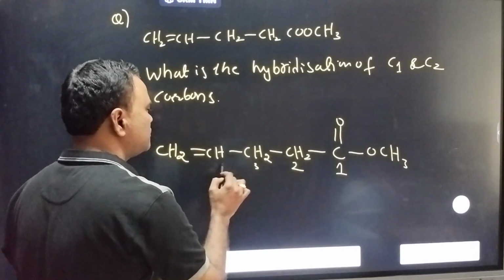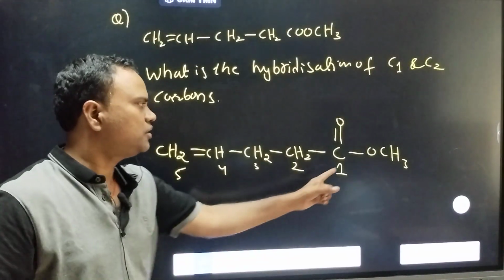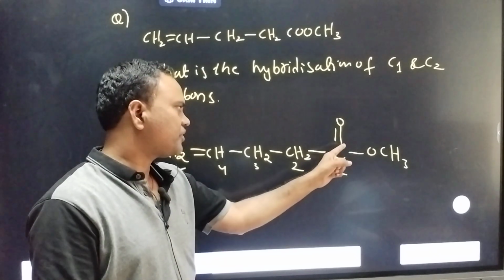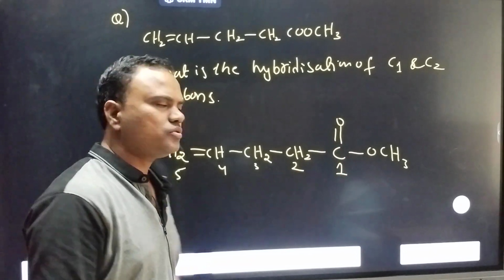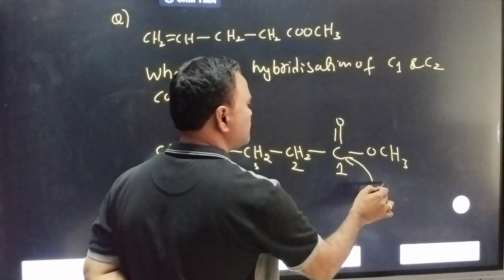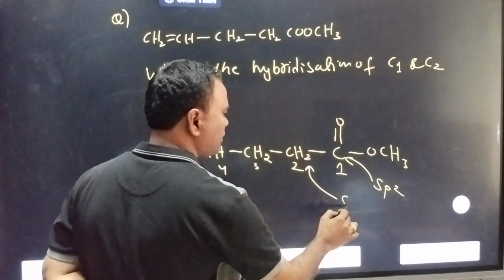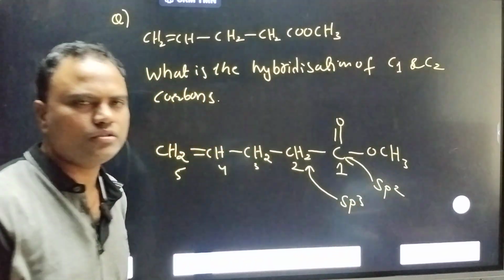One, two. Right. So first carbon, second carbon, hybridization we have to find. This carbon is having a double bond, so hybridization of this carbon is sp2. Here, single bonds only, so hybridization is sp3. No doubt.